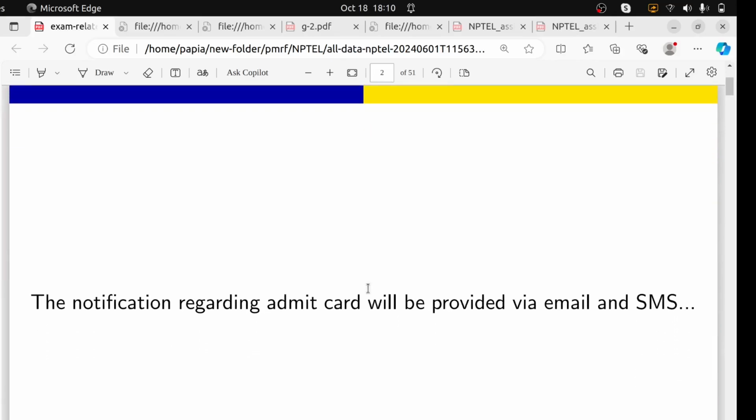Before going to the main topic, I just want to tell you that a notification regarding the admit card will be provided via email and SMS, because in the previous year, or the year before, there were so many questions from students about when the admit card will come and how it will come. The notification will be provided via your mail ID and SMS, so there will be no problem getting the admit card. You can get it very much before the examination time, so it will not be problematic. Now you just focus on your work.